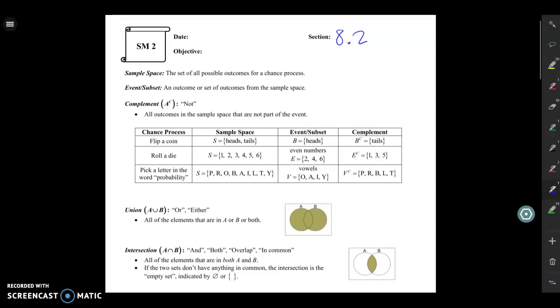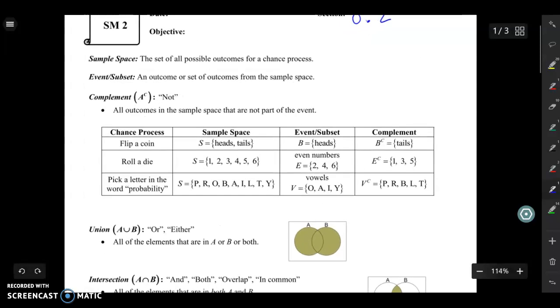Today we're going to talk about another way to represent statistical situations and statistical data. We're going to talk about Venn diagrams and set theory. So before we do that, let's just talk about a few vocabulary words.